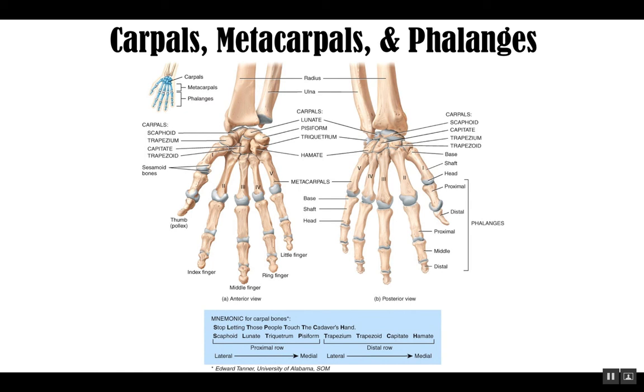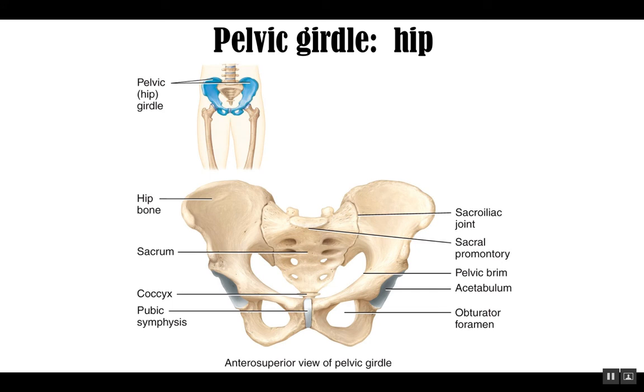So we need to work on these in the lab. Again, looking at a picture typically isn't the best way to learn your carpals, metacarpals, and phalanges. The next video, we will be moving into the pelvic girdle or hips and then into the lower limbs.